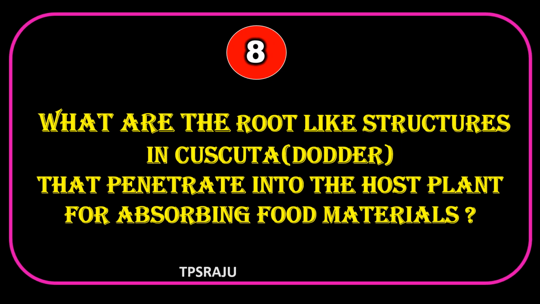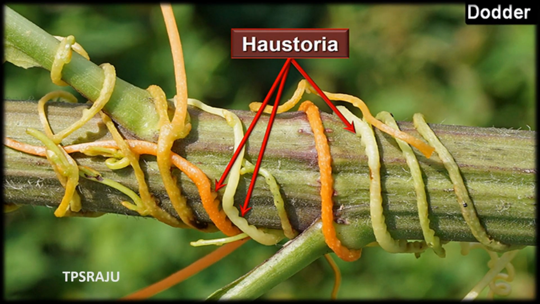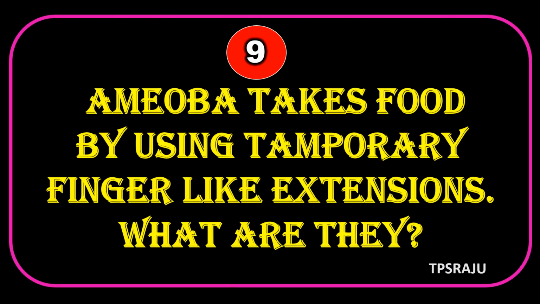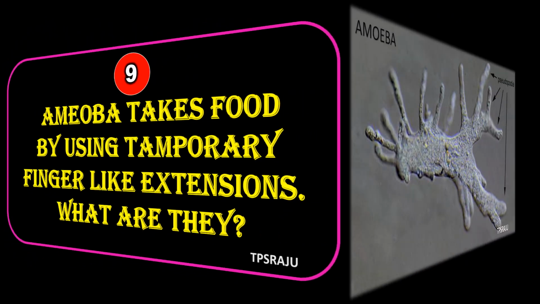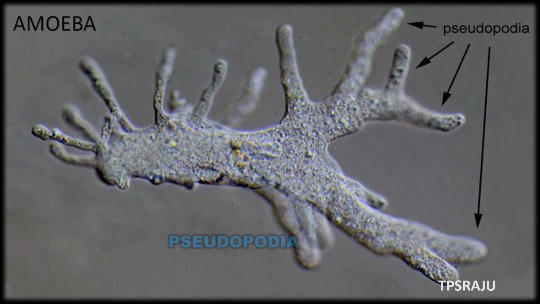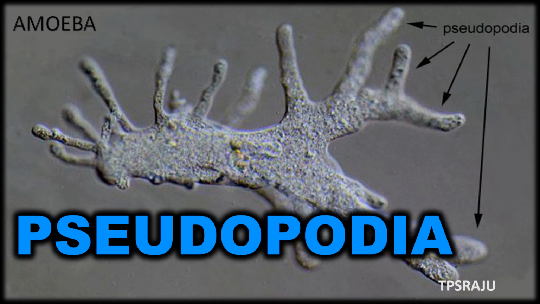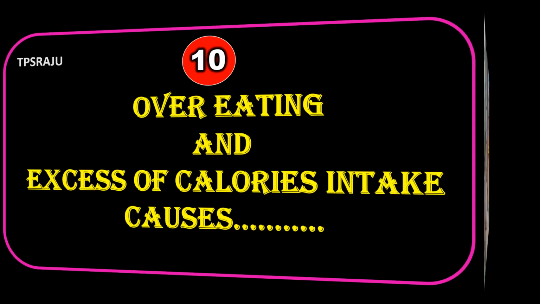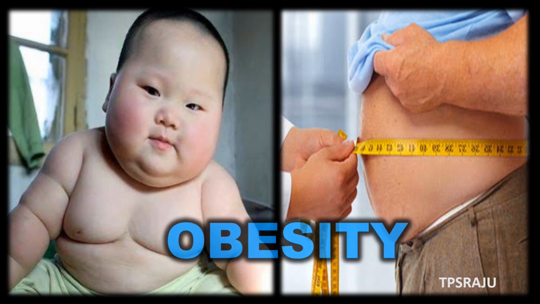What are the root-like structures in Cuscuta that penetrate into the host plant for absorbing food materials? Haustoria. Amoeba takes food by using temporary finger-like extensions. What are they? Pseudopodia. Overeating and excess of calories intake causes obesity.